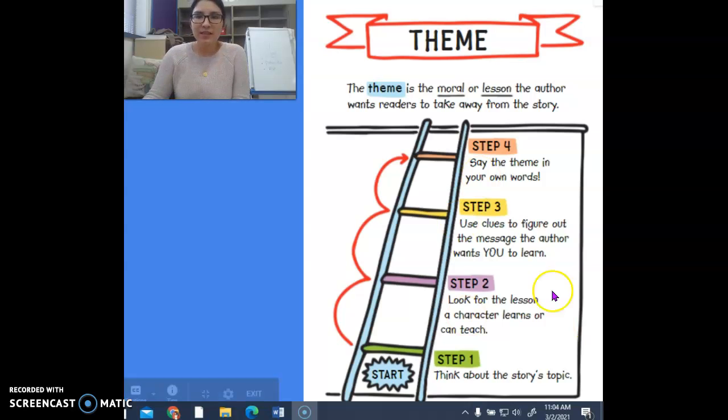Okay, remember, there are steps to figure out the theme. Step 1, think about the story's topic. What is the story about? Step 2, look for the lesson that the character is trying to teach you. Okay, so that means you have to read the whole story through before you get to step 2. Step 3, maybe go back and look for words and pictures that can help you figure out the theme. And then finally, step 4, once you figure out the theme, say it in your own words. See if it makes sense. Okay? All right, hope you enjoyed today's little review of our theme.